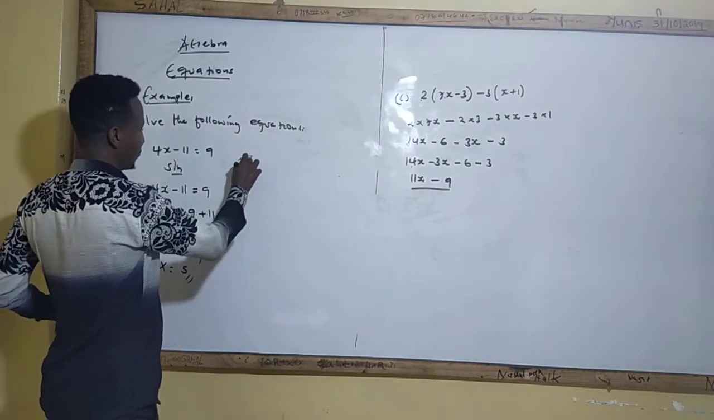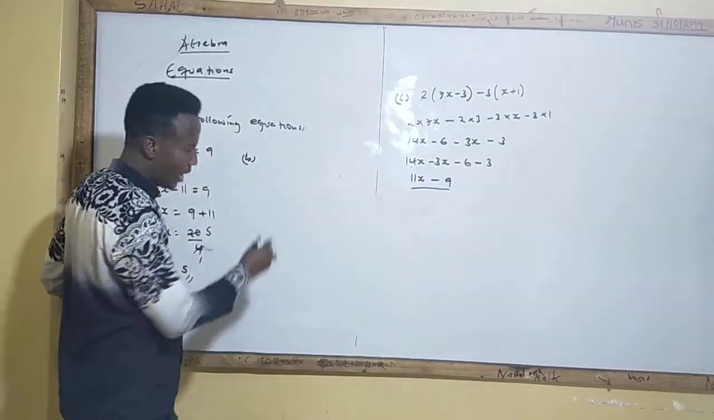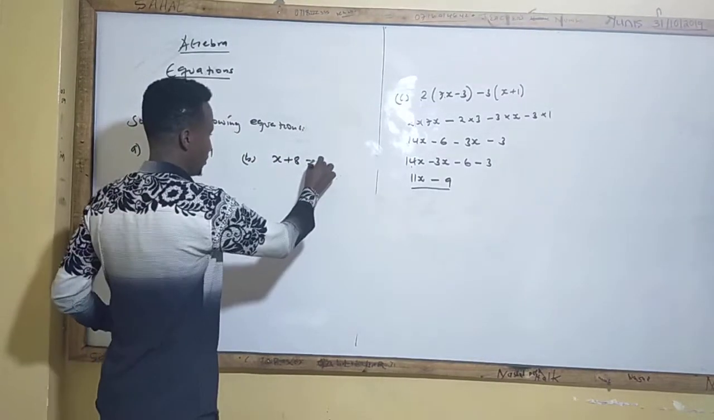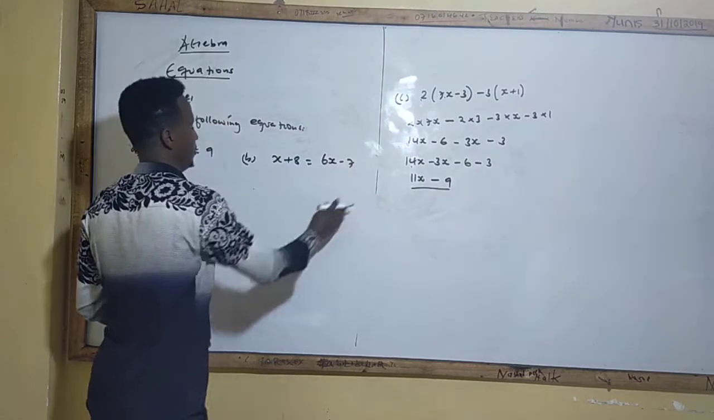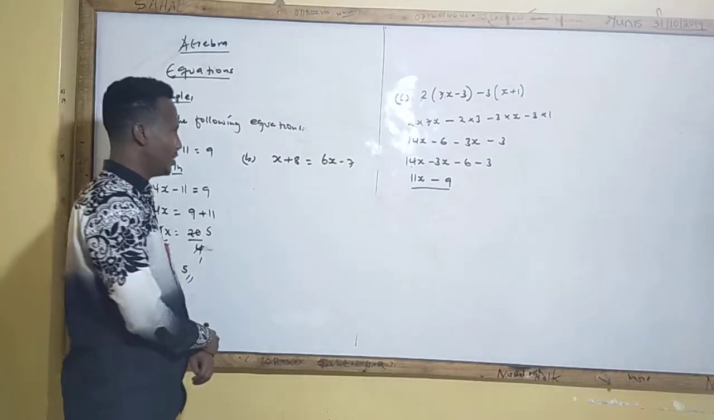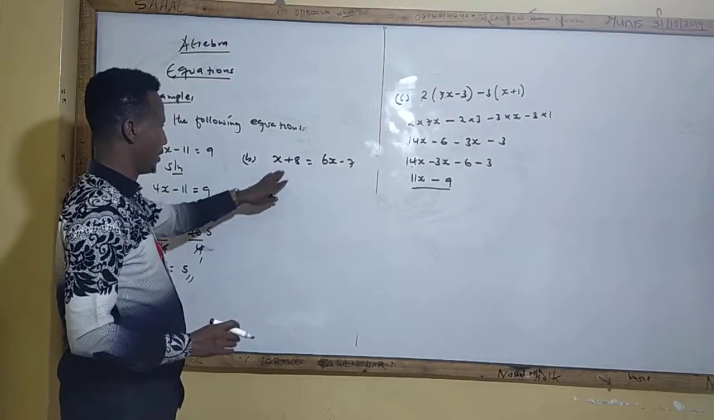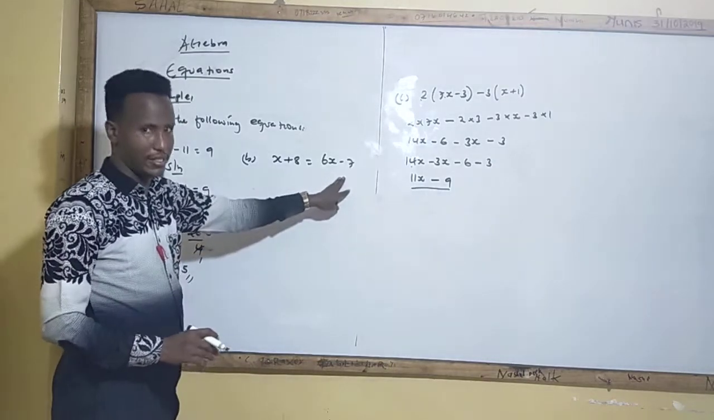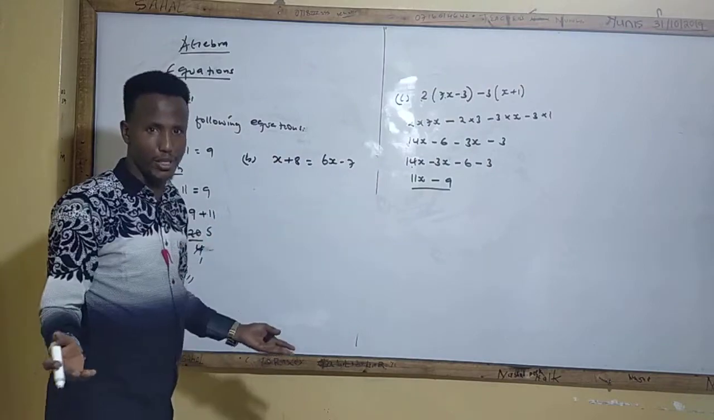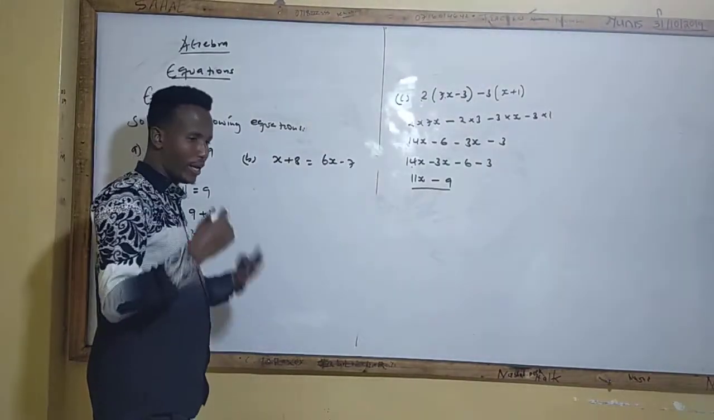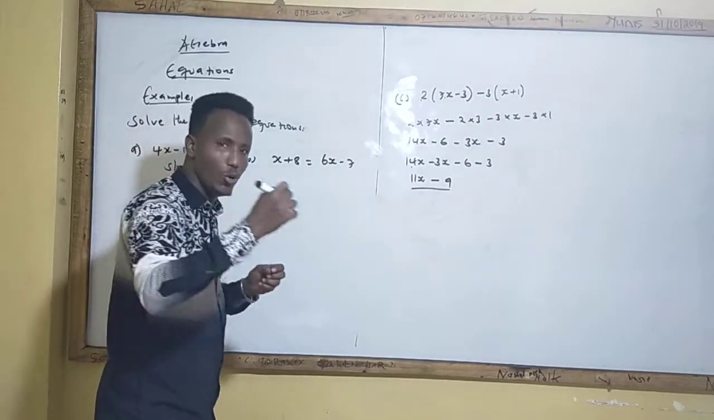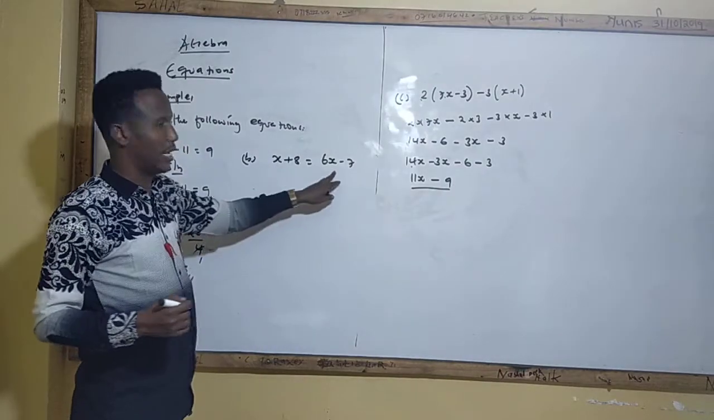And let's also see this one. We have x plus 8 is equal to 6x minus 7. Now, on both sides of the equation, you have different quantities. Now we will collect the like terms, because x and 6x are of the same kind. So we'll collect them. And when collecting, there's one thing to consider. When you're collecting, collect the one which is always smaller, because here we have x alone, and here we have 6x.